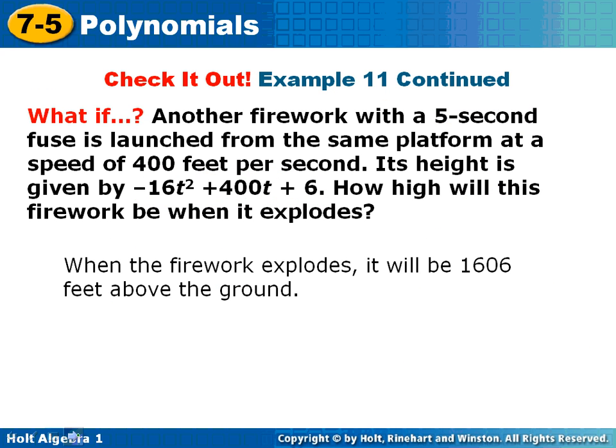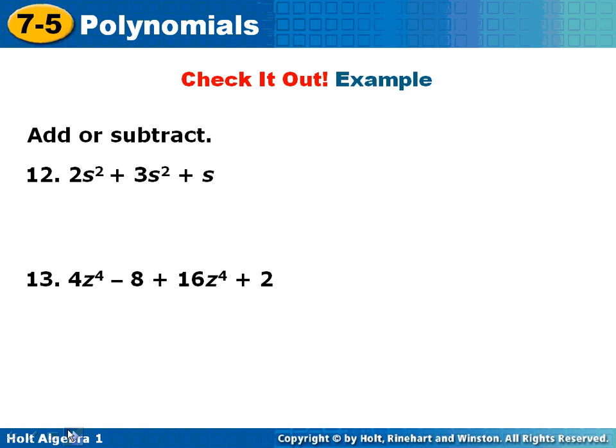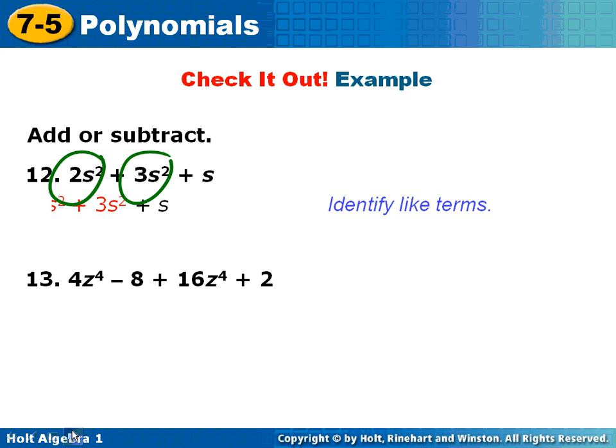Oh, this is the same exact thing. It explodes. Okay, now we're going to add and subtract polynomials. Number 12. You don't need to write it down. You can just write the answer down. How many s squares do you see? Total of how many? I see 5. 2 and 3 is 5. So that's going to be 5s squared plus s.